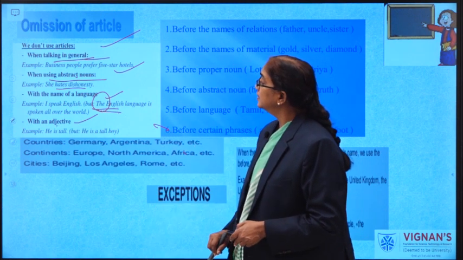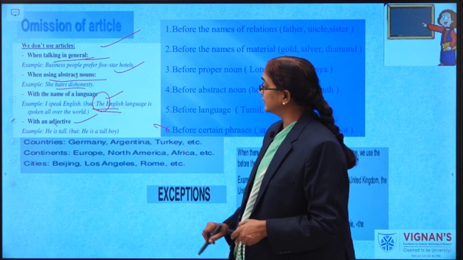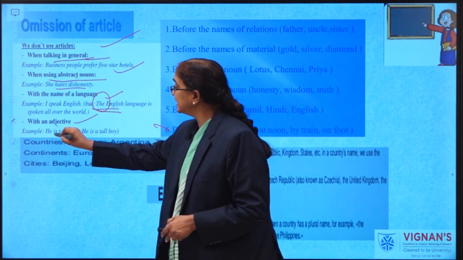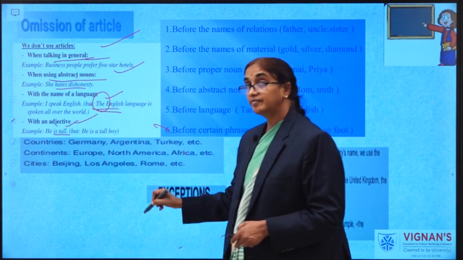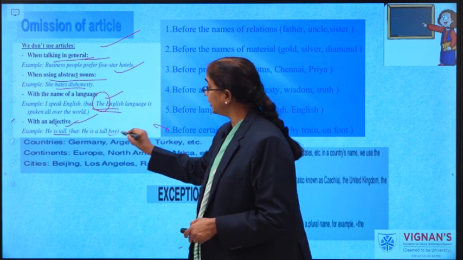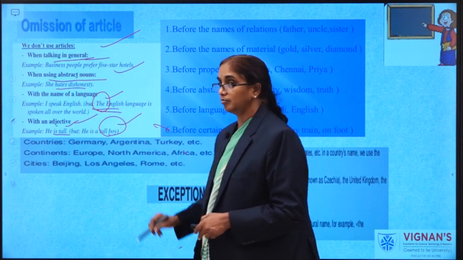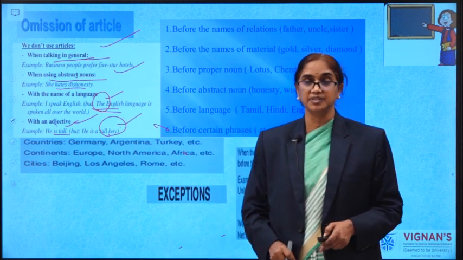For example, adjectives. We use, for example, "he is tall." In a general sense, when we talk, we say "he is tall." But when we use it in relation to a noun, we can say "he is a tall boy." "She is very slim. She is slim."